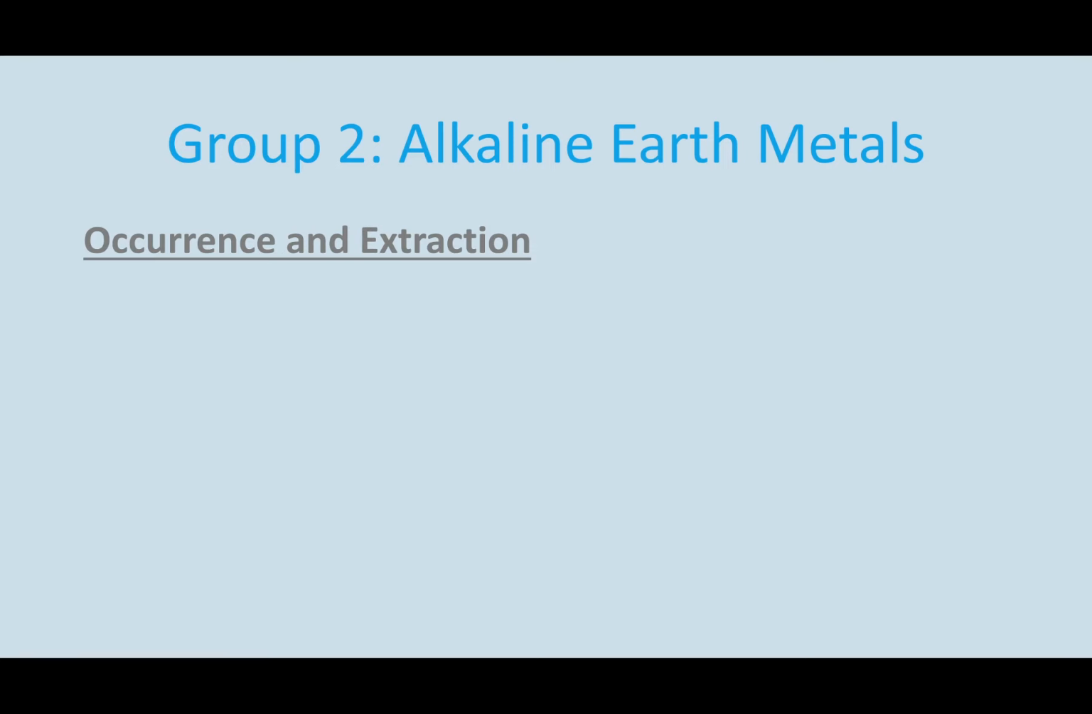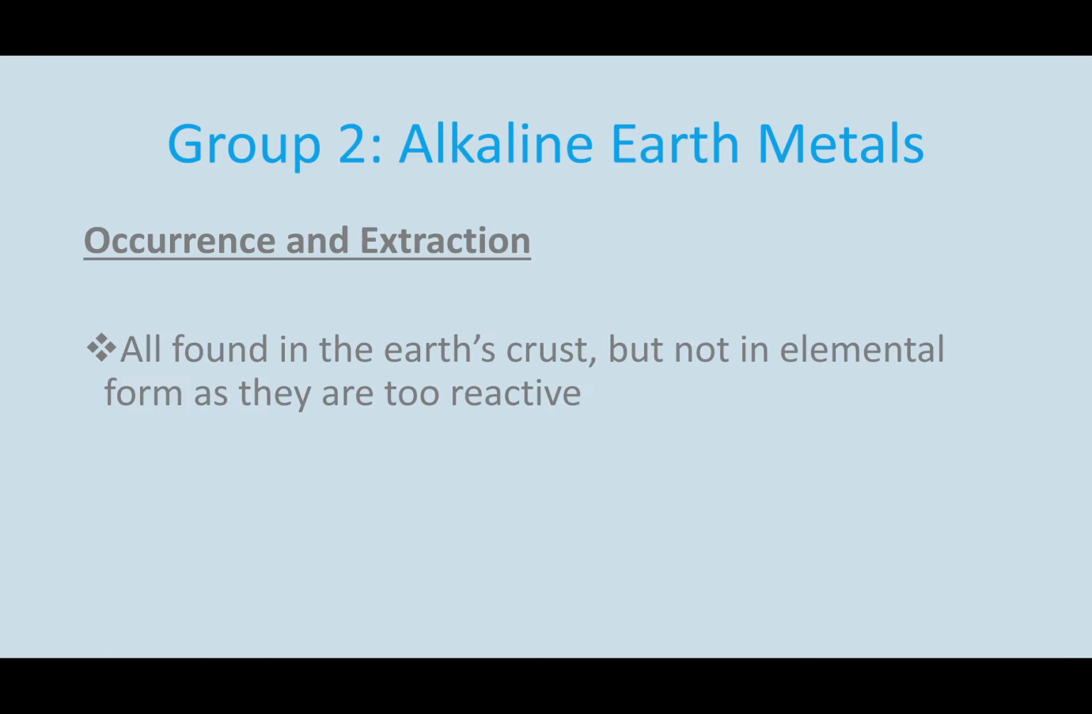Their occurrence and extraction: they are all found in the Earth's crust, but they are not found in elemental form. If we go back to those pictures of magnesium, calcium, and beryllium, you're not going to find them in those forms because they're too reactive to exist that way naturally. But we can find them in the Earth's crust, and they're widely distributed in rock structures. You will find them combined with other elements, but not free floating. You won't find a piece of calcium on the ground anywhere because they're too reactive to exist in that state.